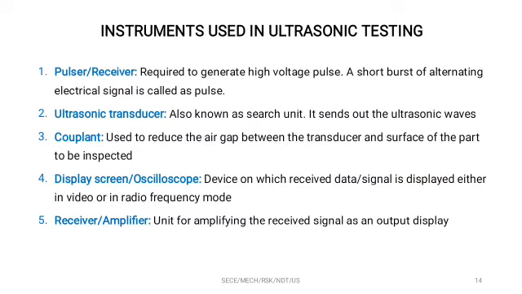Now, when you come to the instruments used in ultrasonic testing, the first, second, fourth and fifth, you are very well versed with, because in the previous slide we encountered all those terms. Pulsar or receiver is used for generating high voltage pulses. The transducer transmits the sound waves and receives the sound waves. Oscilloscope or digital signal screen is the device on which the end user will be looking at the interpretation. Receiver or amplifier is used for amplifying the received signal. So all these parameters are very well known to us. The new term we are encountering here is couplant.